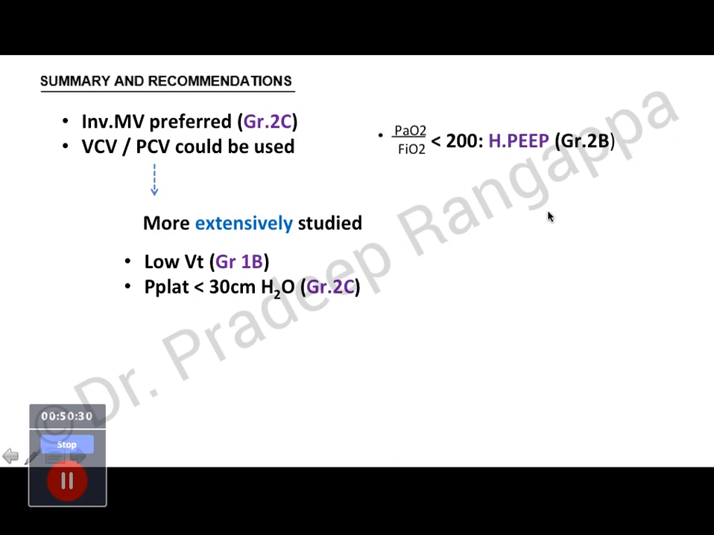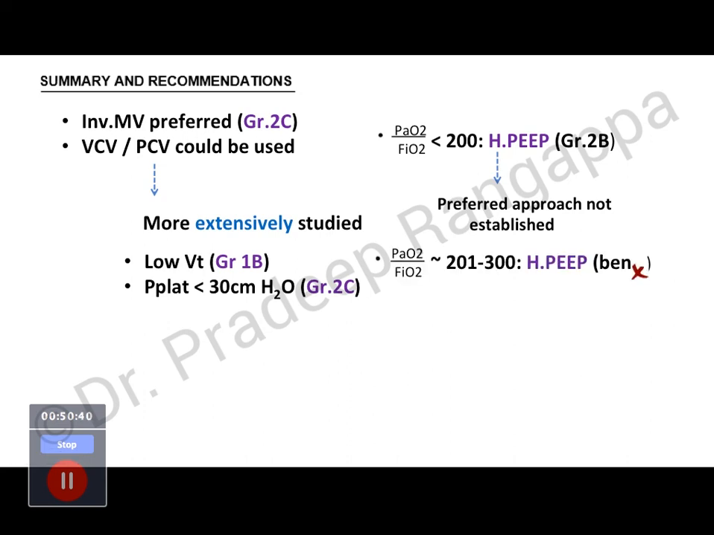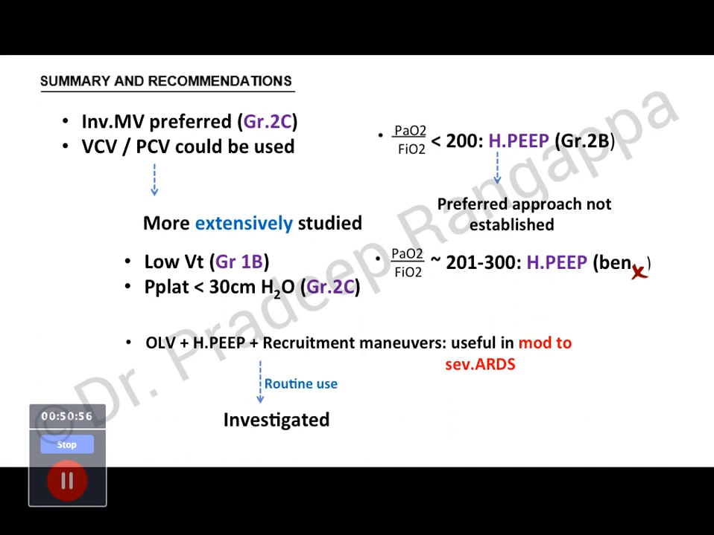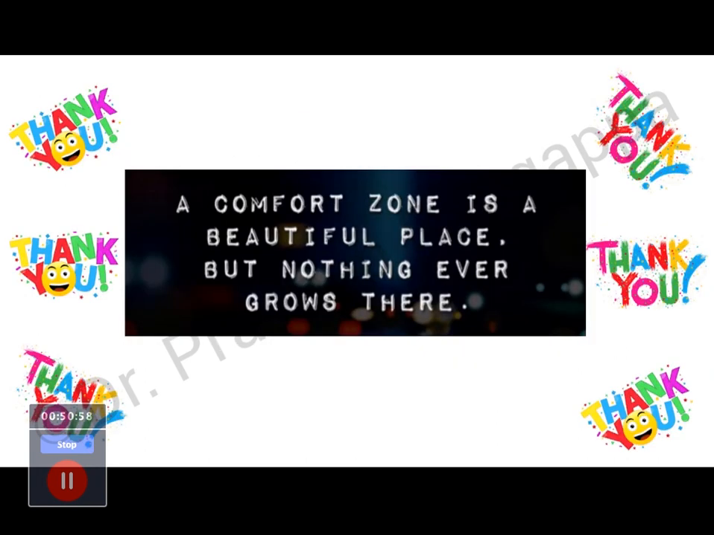If PaO2 by FiO2 is less than 200, moderate to severe ARDS, use high PEEP, grade 2B recommendation. The preferred approach is not established. Like, what is high PEEP? I think we have to understand that with your driving pressure. If PaO2 by FiO2 is 200 to 300, then high PEEP may not be beneficial. So if it's mild ARDS, don't give high PEEP. And open lung ventilation with high PEEP with recruitment maneuver may be useful in moderate to severe ARDS, but routine use still needs to be investigated.